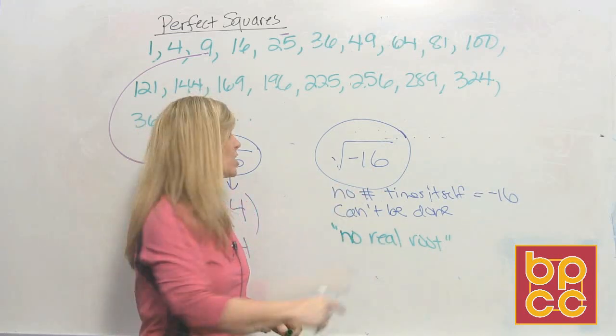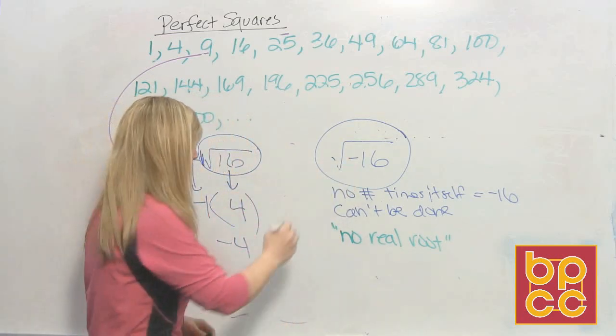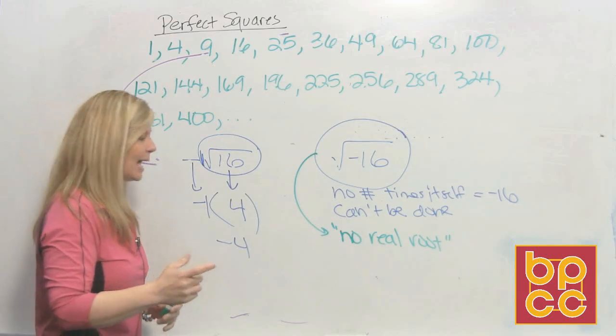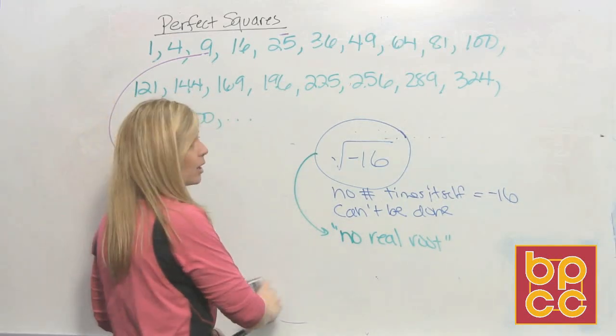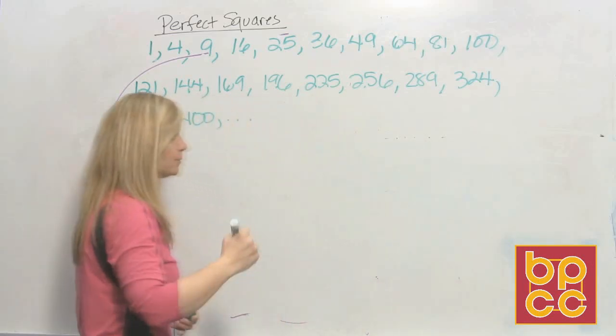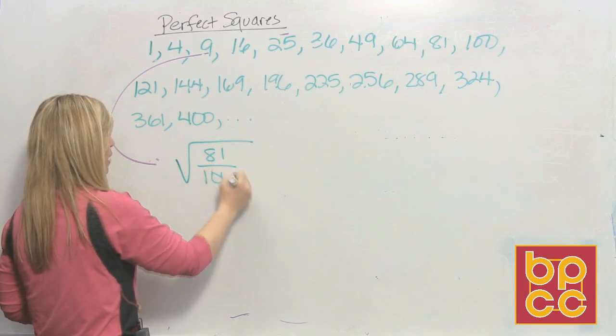You need to memorize, you can never square root a negative number. Never. The answer will always be no real root. Now, in your notes, let's look at examples 9 and 10. One has a fraction and one has a decimal, and a lot of people get scared of that. Don't be afraid. If you could square root a whole number, you could square root a fraction.